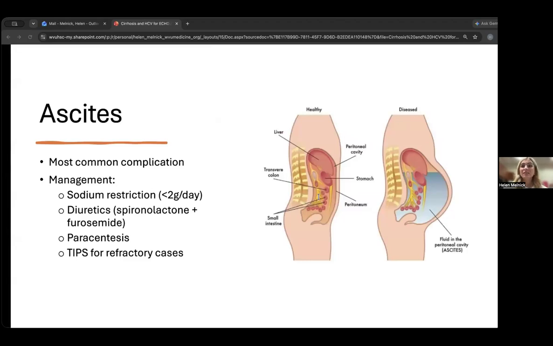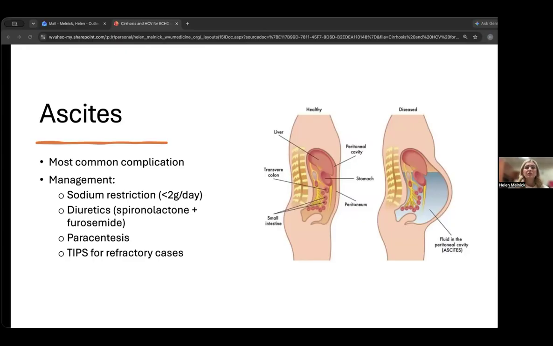Ascites. So ascites is the most common complication of cirrhosis. Management starts with sodium restriction and diuretics. We usually start with spironolactone 100 milligrams and furosemide 40 milligrams daily, with parallel dose escalation maintaining a 100 to 40 ratio. And then we typically go up to spironolactone of 400 and furosemide of 160. We don't like to go too much above that, but again, a lot of this comes down to being patient specific and what they're able to tolerate.